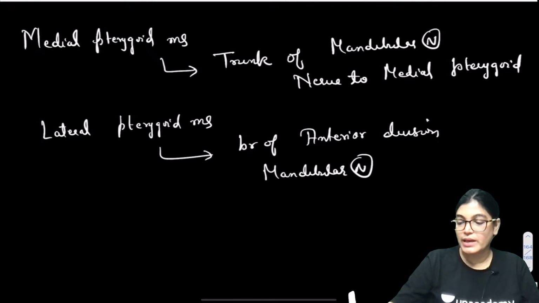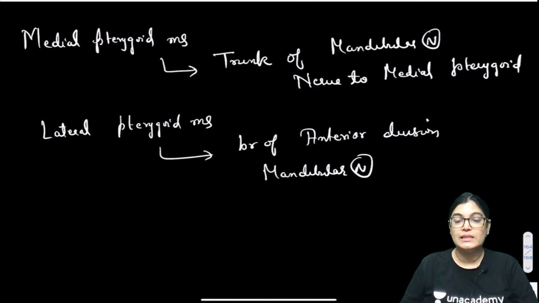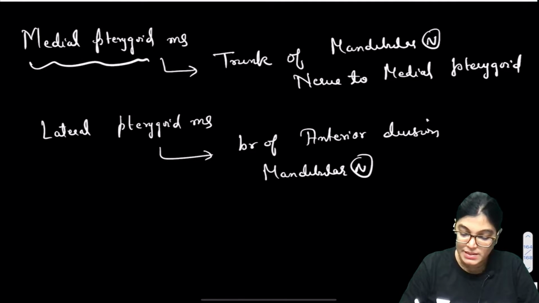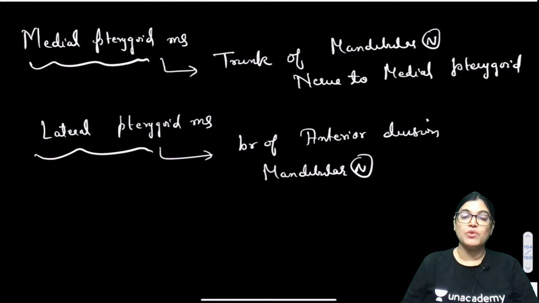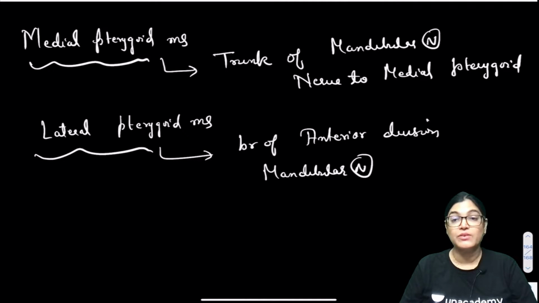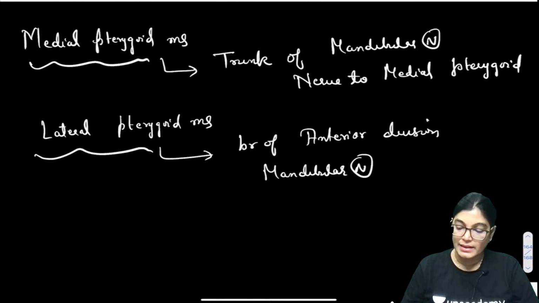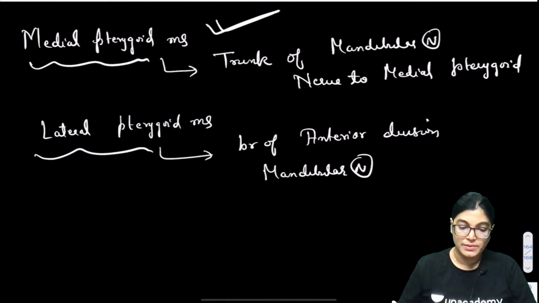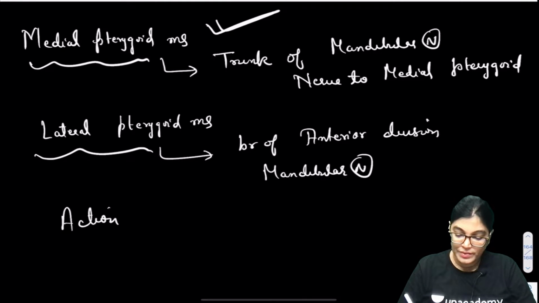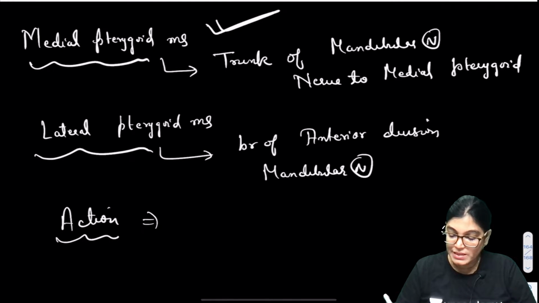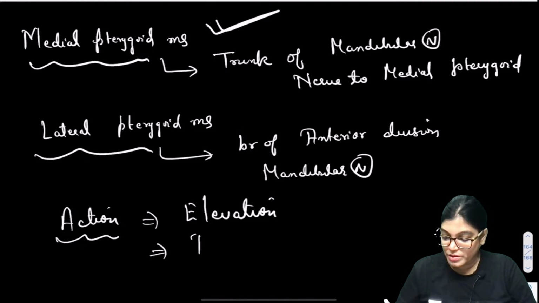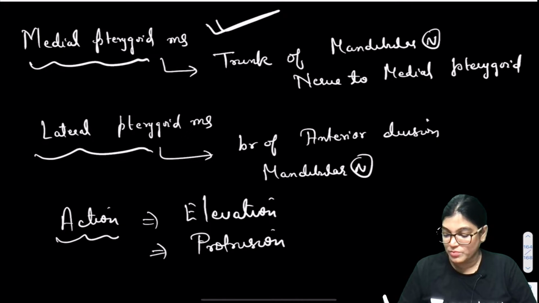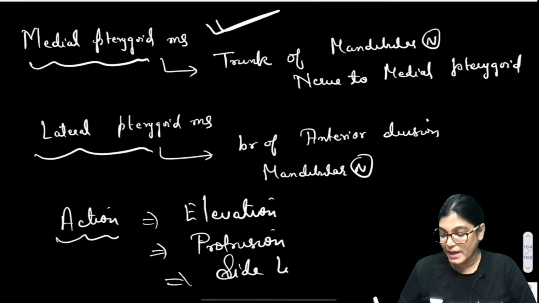In one line it is okay to say all are innervated by mandibular nerve, but sometimes it is asked like this: which of the following muscles of mastication gets innervation from the trunk of mandibular nerve? Then the answer is medial pterygoid muscle. Action: medial pterygoid muscle causes elevation of mandible, protrusion of mandible and side to side movement of the mandible. It helps in chewing action.